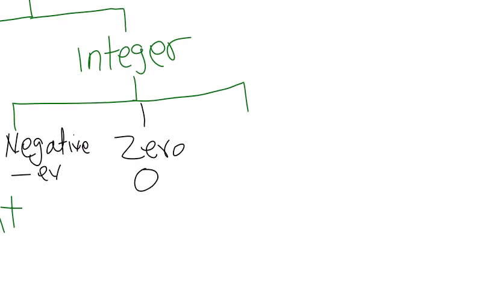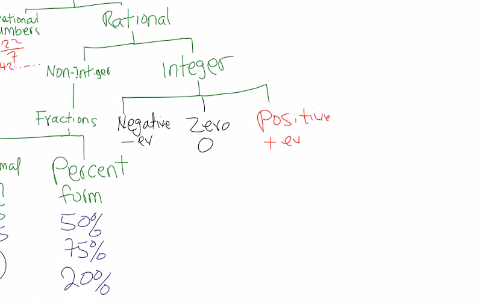Then we have positive. I think everybody knows what positive is. As soon as you hear something like negative, positive must follow. So positive means plus. Let me add EV. This EV is just another way of expressing or saying something. Adding plus EV just means positive. So now we have negative, 0 and positive.